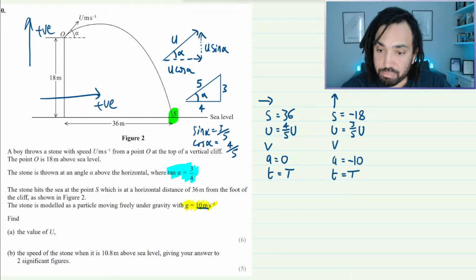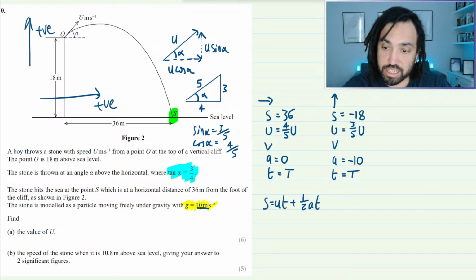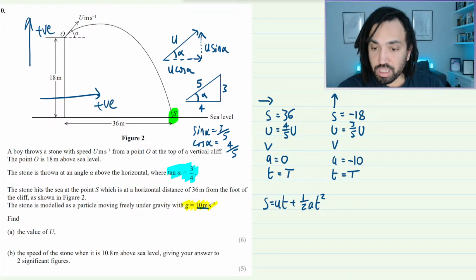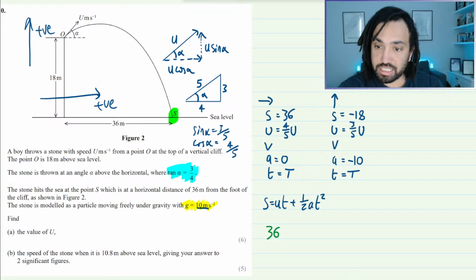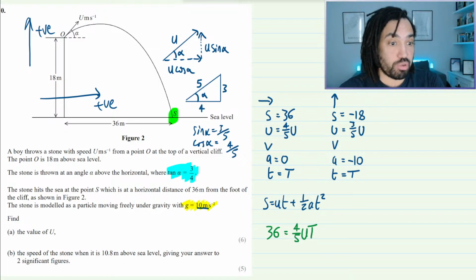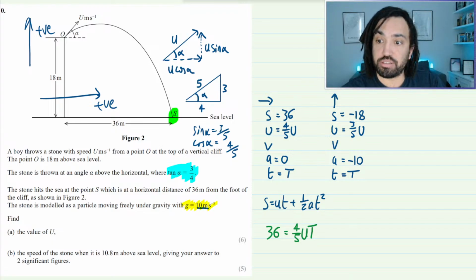There it is. There's that big dog again. s is equal to ut plus a half at squared. So in fact, we're going to use that for both of them. So let me set up with the horizontal. I'll do that in green. 36 is equal to u times capital T. And a is 0, so we don't need a half at squared. That just goes to 0.